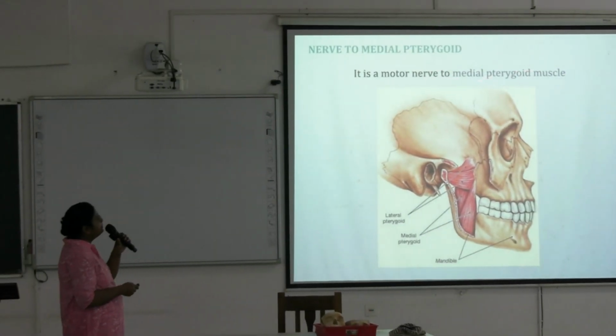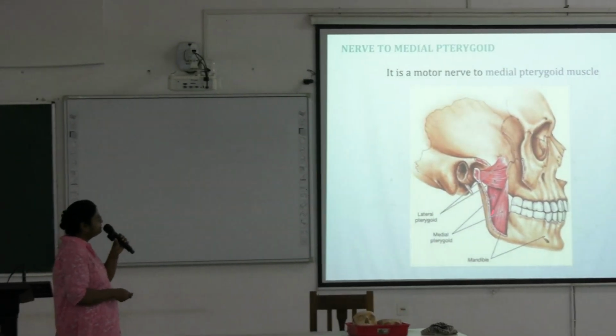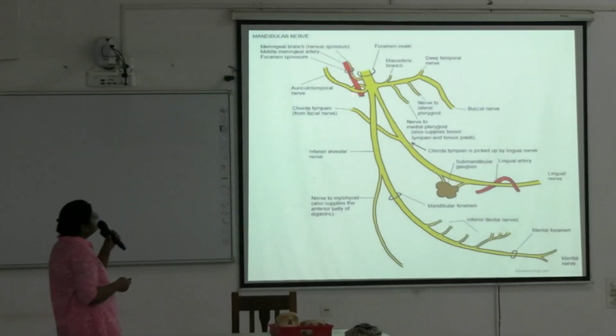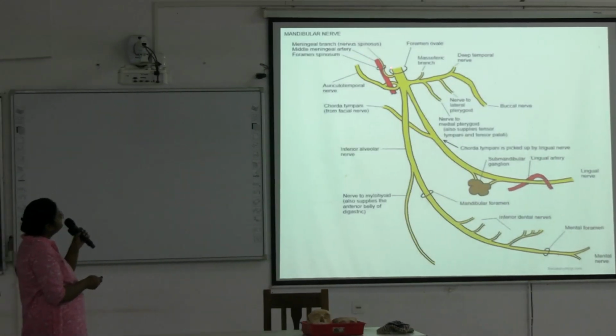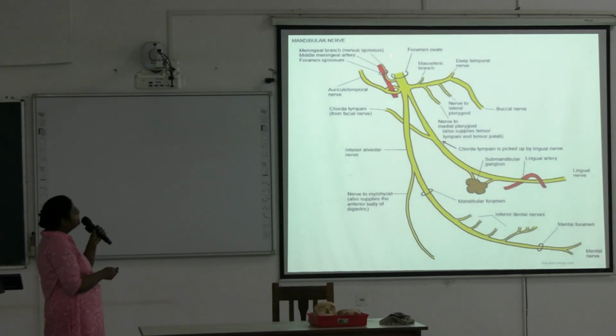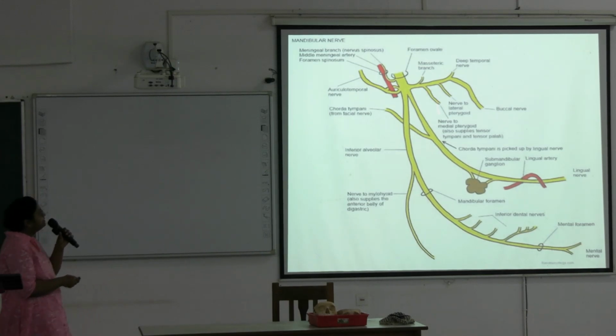Next, nerve to medial pterygoid, motor nerve to medial pterygoid muscle. Here this one, medial pterygoid muscle. Next, okay, see here, this is the nervus spinosus, which is a recurrent branch coming out from the foramen ovale. After coming out, this nervus spinosus enters through foramen spinosum along with the middle meningeal artery. Okay, and here this is the main trunk. After that it is dividing into anterior division and posterior division. Okay, and giving different branches.